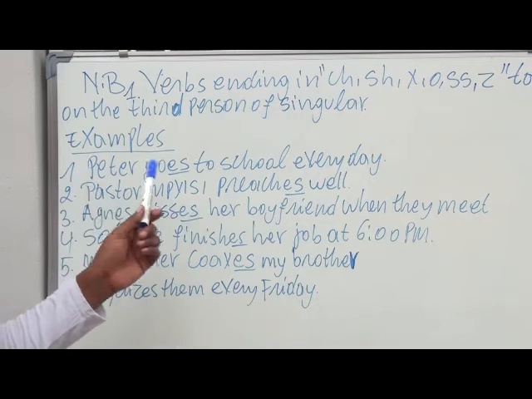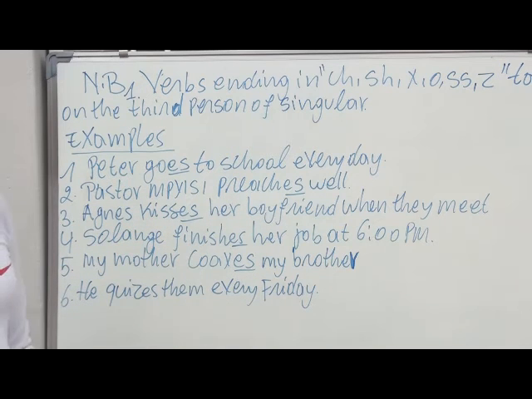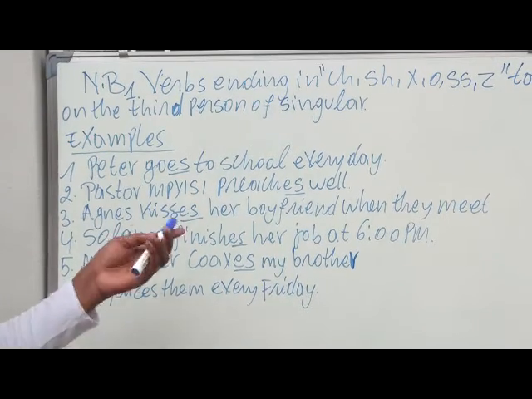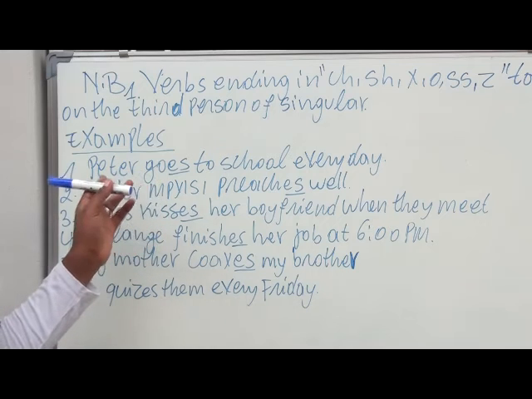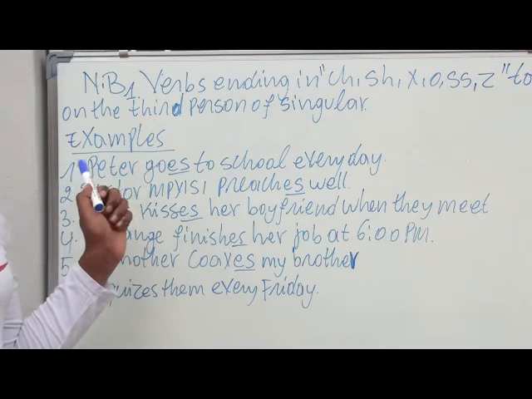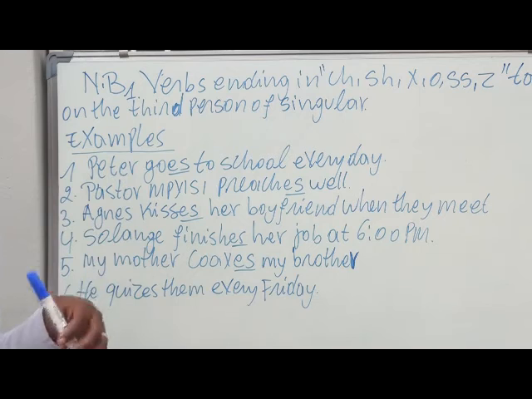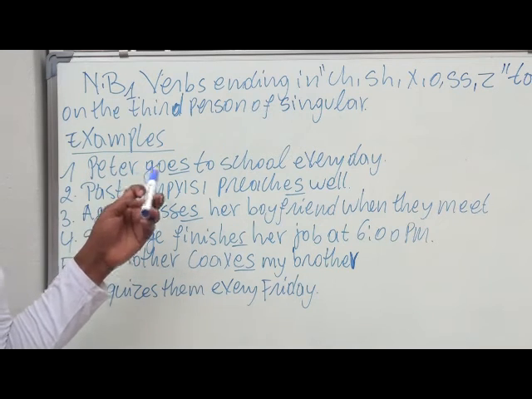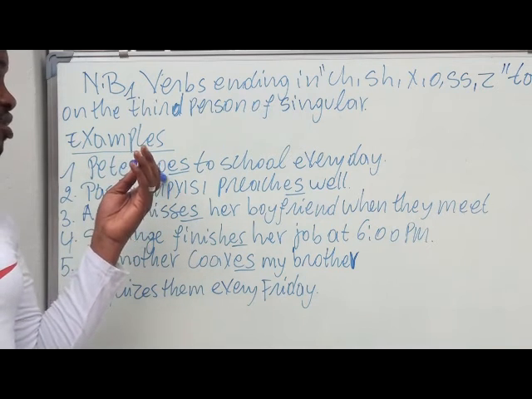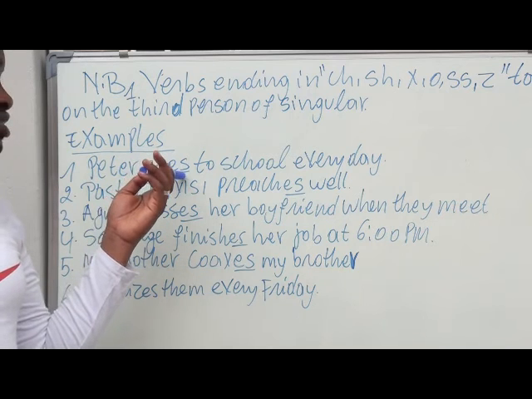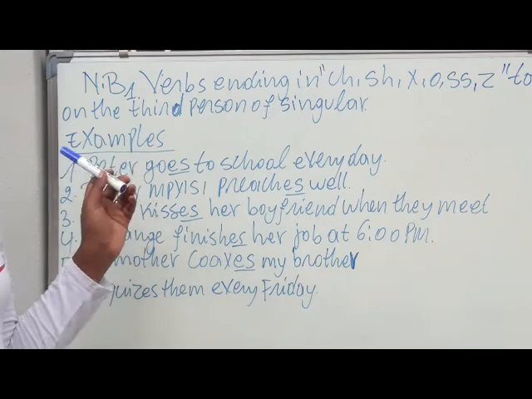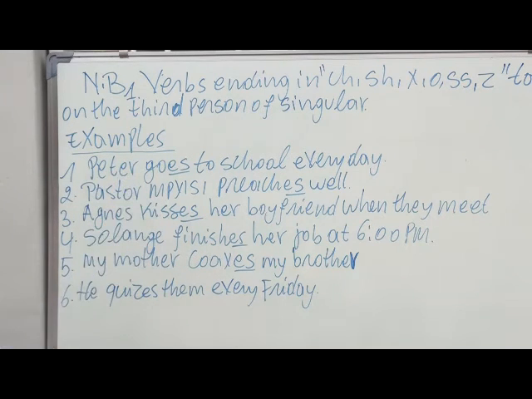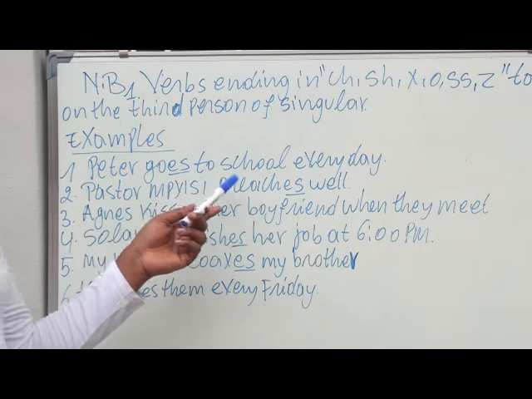Examples: Peter goes to school every day. Here we have the verb to go, and because we have Peter as third person of singular, we have added es on that verb, which ends in o. Peter goes to school every day.